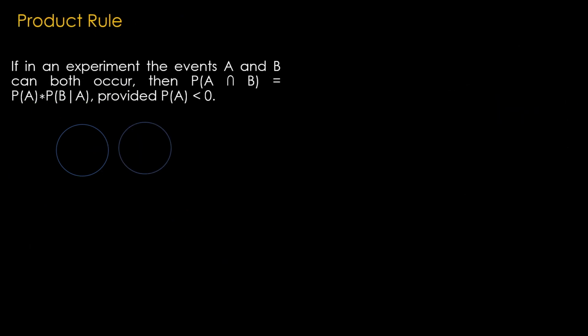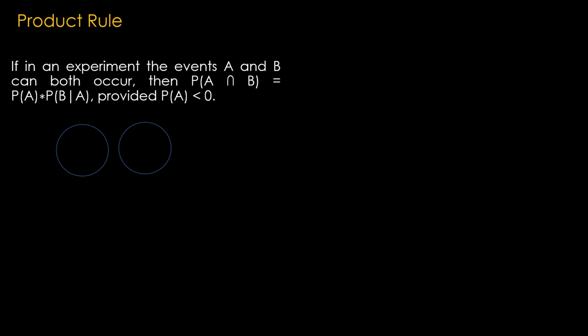Next is the product rule. The definition of your product rule is this one. If in an experiment the events A and B can both occur, then the probability of the intersection between A and B is equal to the probability of A multiplied by the probability of B given A.